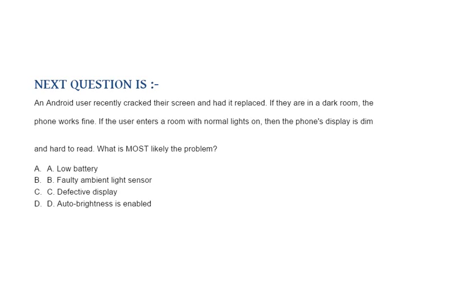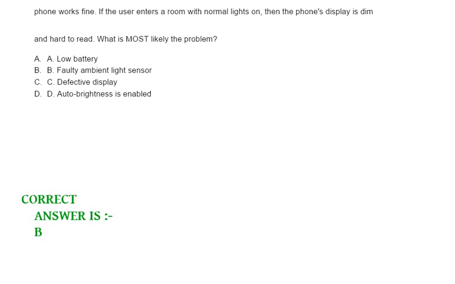Next question is, an Android user recently cracked their screen and had it replaced. If they are in a dark room, the phone works fine. If the user enters a room with normal lights on, then the phone's display is dim and hard to read. What is most likely the problem? Option A. Low battery. Option B. Faulty ambient light sensor. Option C. Defective display. Option D. Auto brightness is enabled. Correct answer is option B.